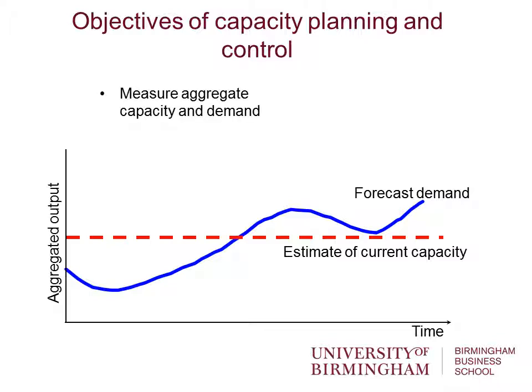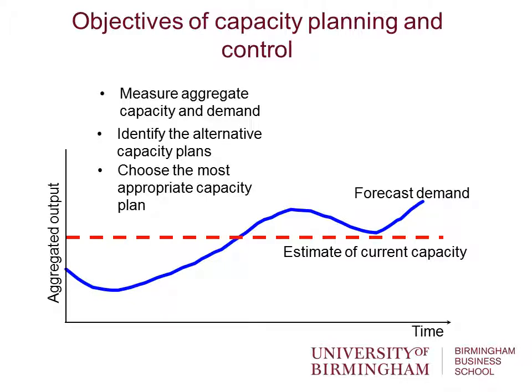Okay, so what we do in this situation is measure aggregate capacity and demand. What is the capacity of the operation? What is the demand of the operation? And how are these aggregated? And then we seek to identify alternative plans for our capacity. Do we stay at the current level? Do we change our capacity plan in some way? If we do, how and what do we do? So what we're seeking to do in the operation is choose the most appropriate capacity plan for our demand, given the nature of the operation we have.